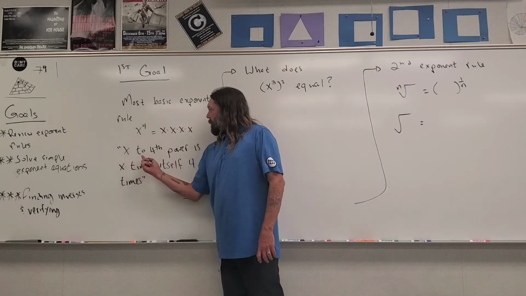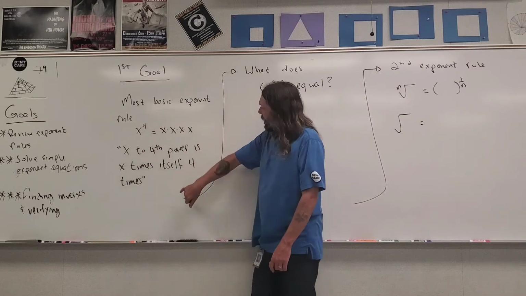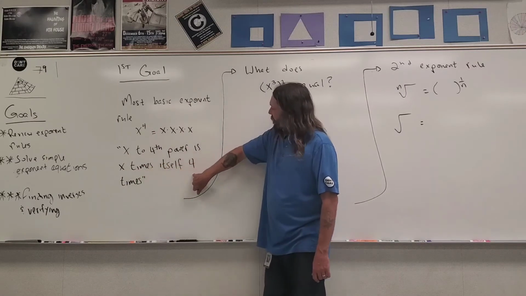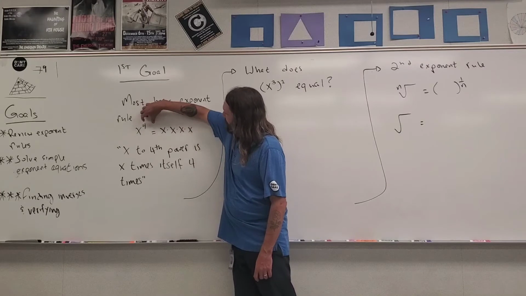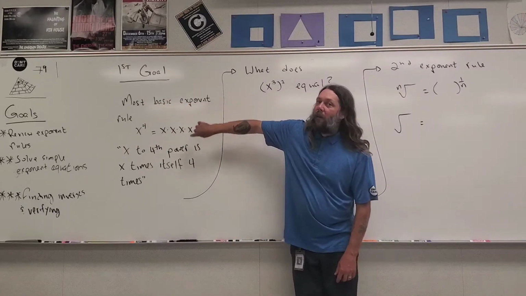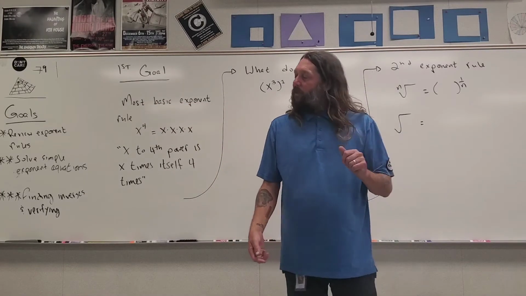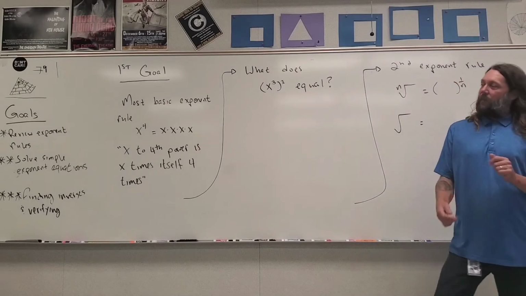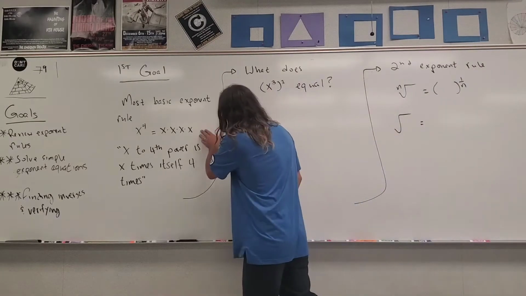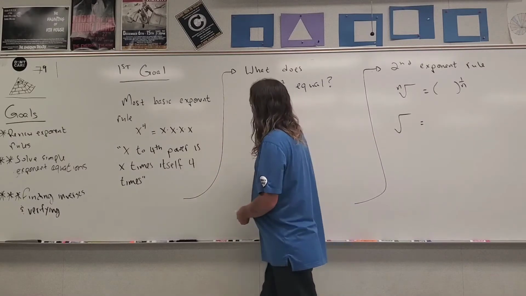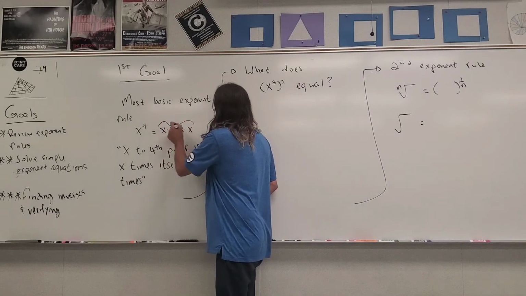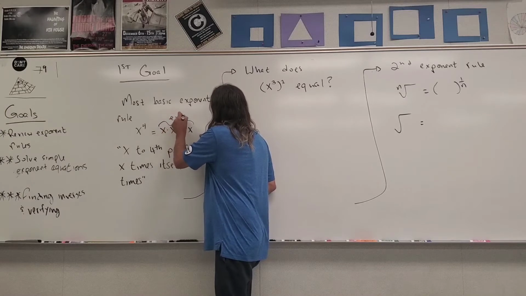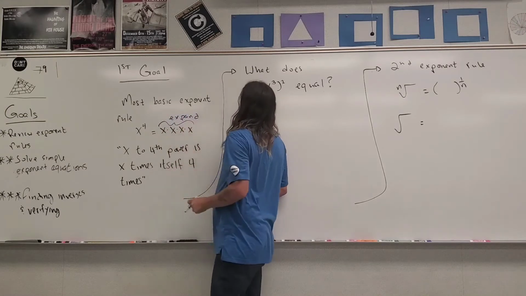x to the 4th power, or x to the power 4, is x times itself 4 times. So whenever I have it written like this, that means that I have that. And that's what we're going to start off with to create our second exponent rule, because that's our most basic exponent rule, is that we can expand what we have.